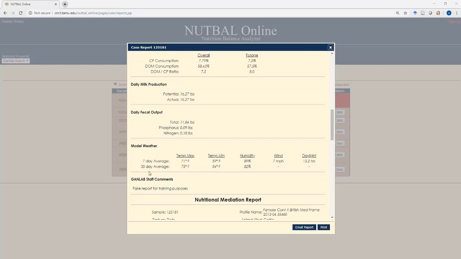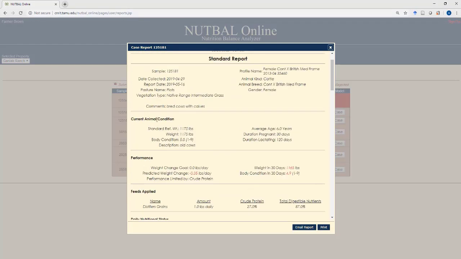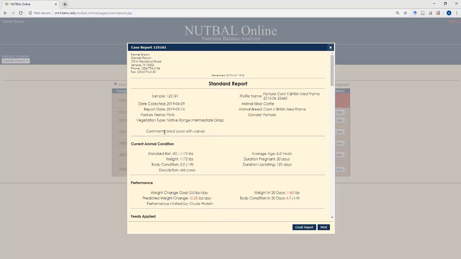And this last section you may or may not see, depending on if there are any staff comments. Like for instance, for this one, I wrote in it's a fake report for training purposes. You might also see comments up in your comments section at the top of your report. And I forgot to mention this earlier, this comments section is actually the comments from the pasture section of your sample description form. If you submitted it online, these will be the comments that you wrote in. If you've submitted a physical form, there's a comment section there that we will try to reproduce when we enter your sample information here.